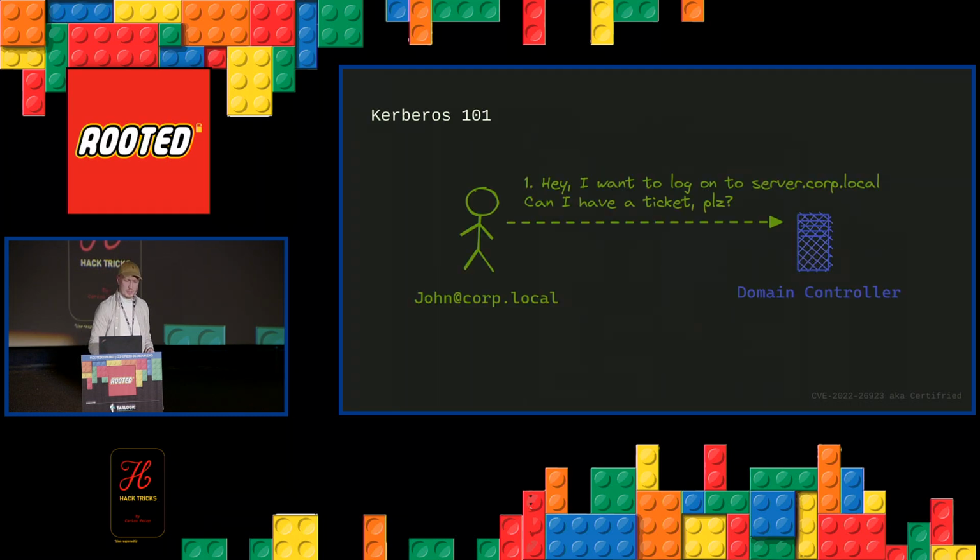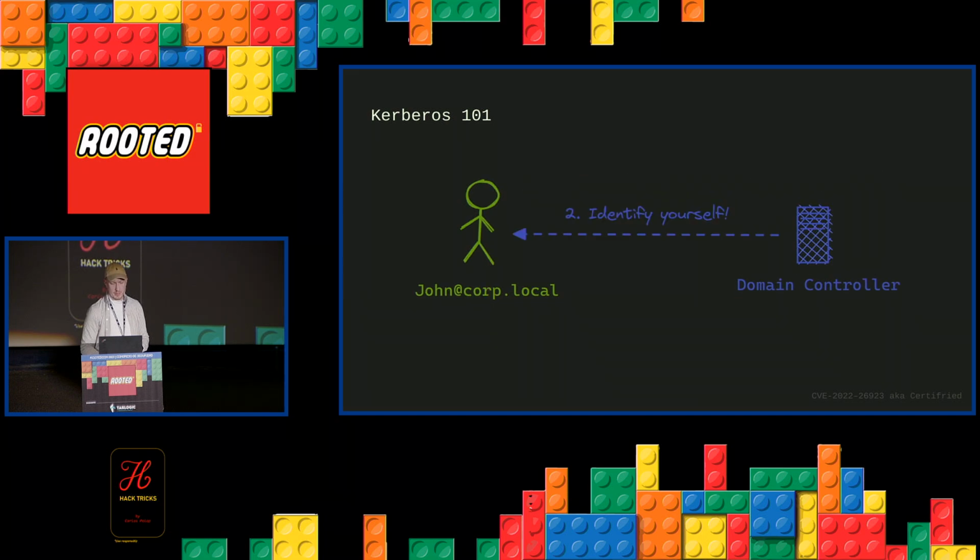And one of the authentication protocols in Active Directory is Kerberos, and they use this concept of ticket-based authentication. So John can go to the domain controller and say, can I have a ticket? I want to log on to server.corp.local. And the domain controller doesn't know who John is because he hasn't proved his identity yet. So the domain controller wants him to identify himself.